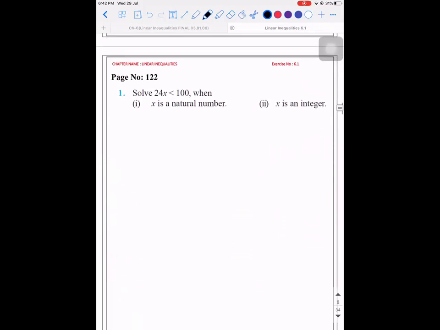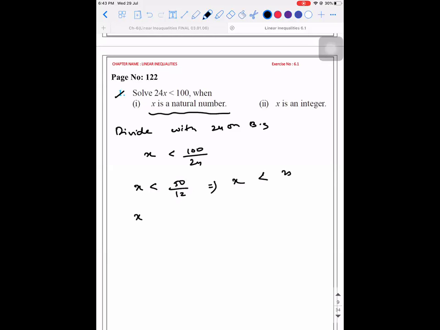Now listen. Solve 24x is less than 100 when x is a natural number. This is an exercise problem. So divide with 24 on both sides. What do you get? X will be less than 100 divided by 24. So what is 100 divided by 24? 50 by 12. That implies x is less than 25 by 6. So 25 by 6 is 4 point something. So x has to be a natural number, which means x should be less than 4 point something, no?